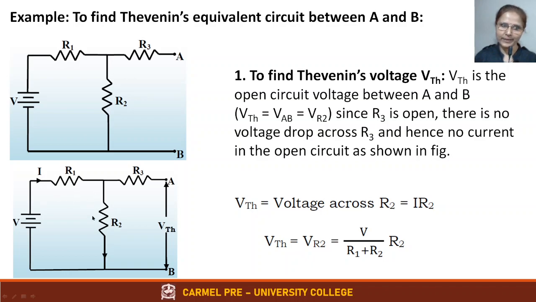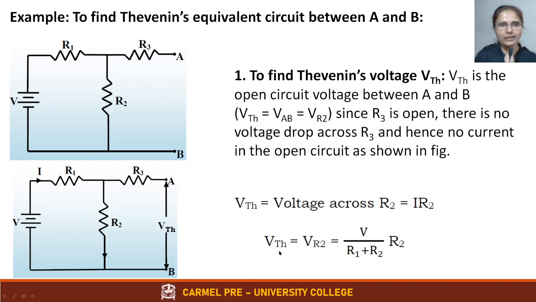So how to find the current in the loop? Current in the loop I is equal to V divided by R1 plus R2. So you got the current I. To find the voltage drop across R2, which is nothing but VThevenin, it is I into R2. That's all. So VThevenin is nothing but the voltage across R2, equal to I into R2. I is V divided by R1 plus R2, into R2. See? That's all. That is going to be your VThevenin.